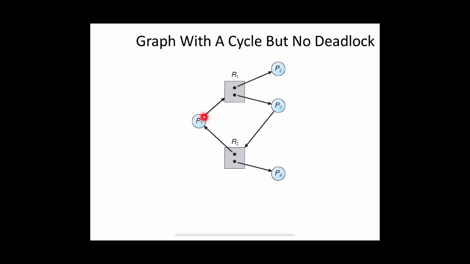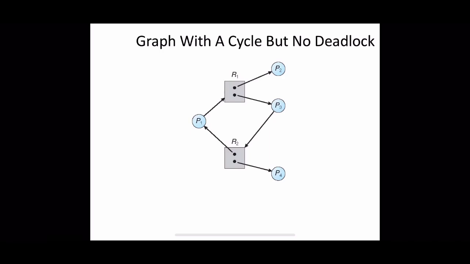Here P1 is requesting R1. So P1 can be assigned R1, and P1 can also proceed. Like that, in the case of P4, P4 holds R2 and requests nothing. So P4 can proceed easily. It can execute completely and release the resource R2. And this R2 can be assigned to P3. So P3 can also proceed. So all the processes can proceed somehow. So this is an example of a system in which the resource allocation graph contains a cycle but there is no deadlock. So these are the different scenarios.